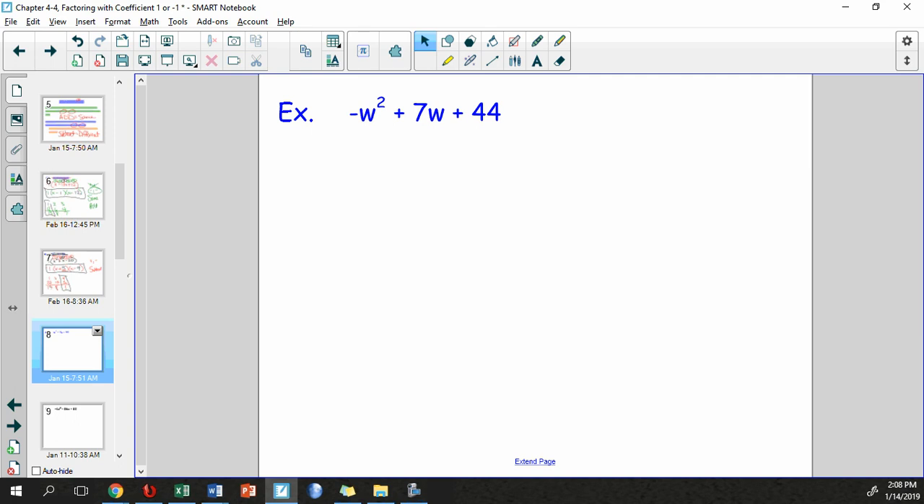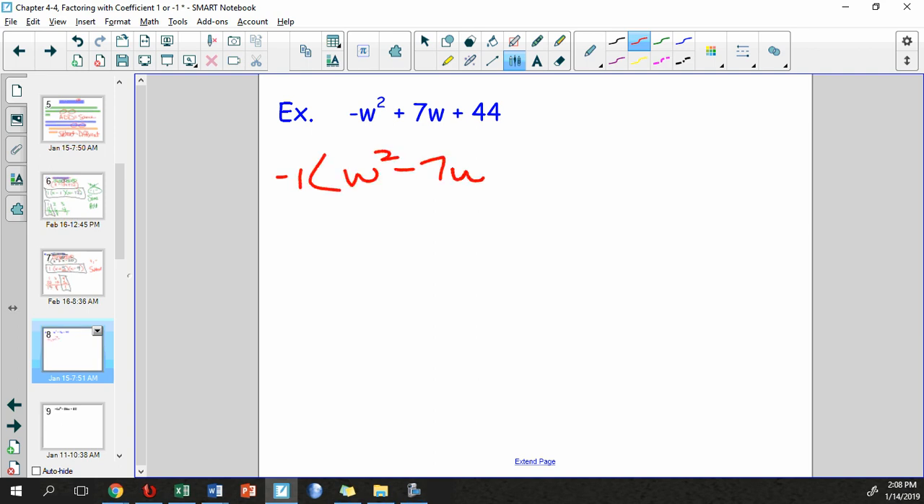Okay, the first thing you should do is what? Pull out that negative 1 and make that w squared minus 7w minus 44. How many people got that first step? Excellent. I do not need this anymore. Next, go ahead and put this into two binomials.